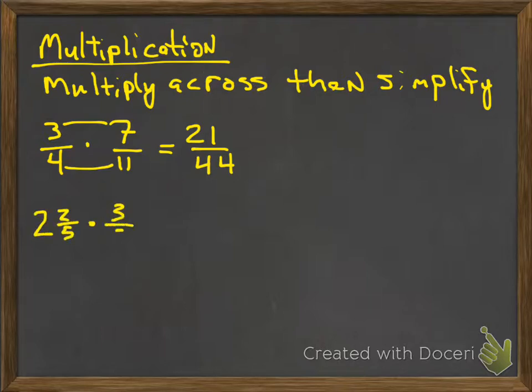2 and 2/5 times 3/5. What the heck do we do here? Well, you see that little arrow? It's kind of giving you a hint. You need to make a transformation first. Before you try to multiply the mixed number, change it to an improper fraction.